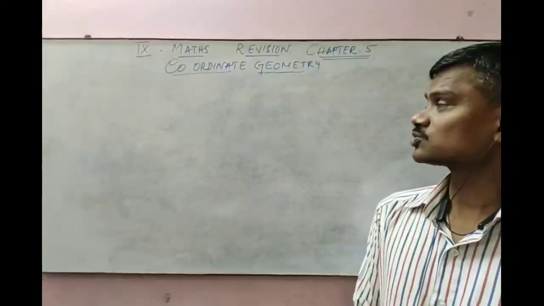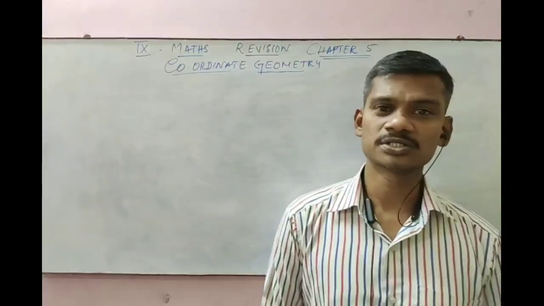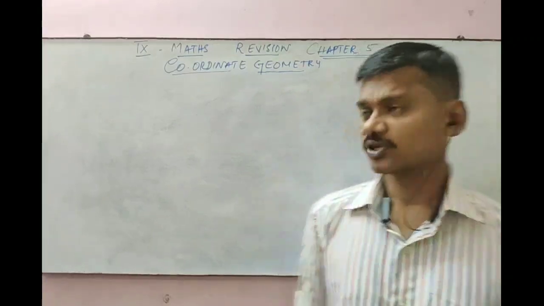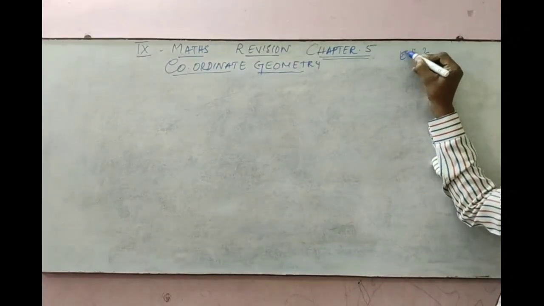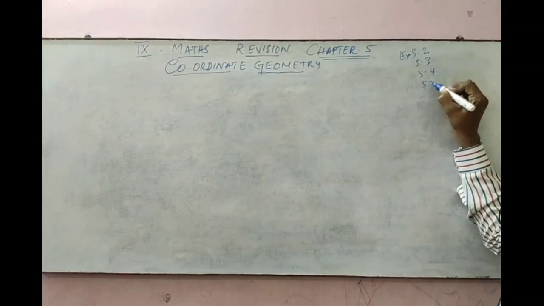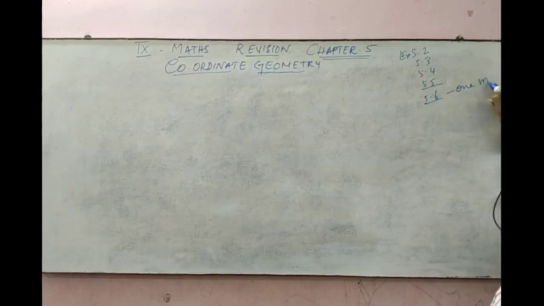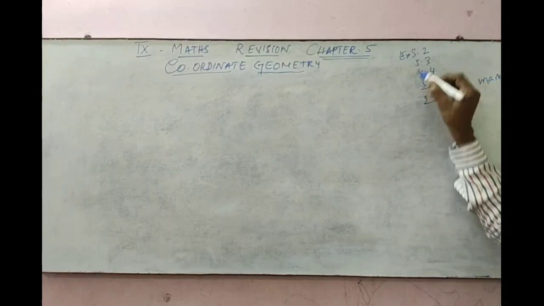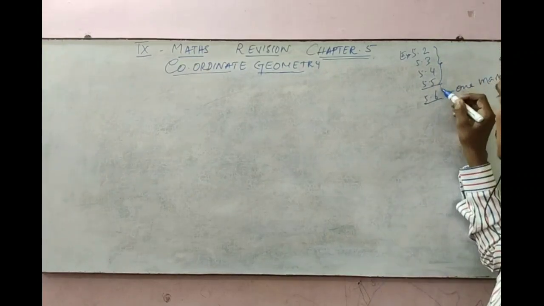In today's class we are going to revise chapter 5 coordinate geometry for tomorrow's December monthly test. The portion for tomorrow's monthly test is exercise 5.2, exercise 5.3, 5.4, 5.5 and 5.6. It carries only 1 mark questions. So we have to revise all these 5 exercises.